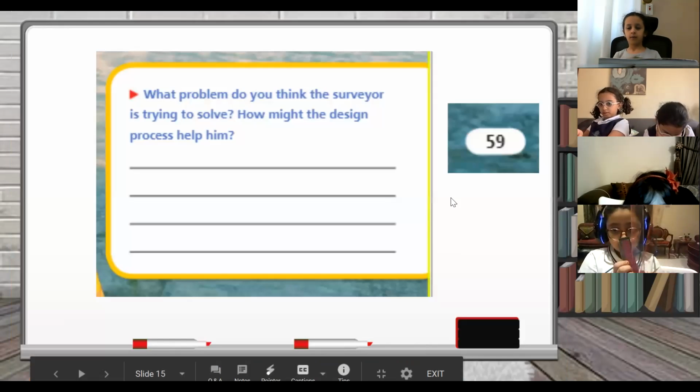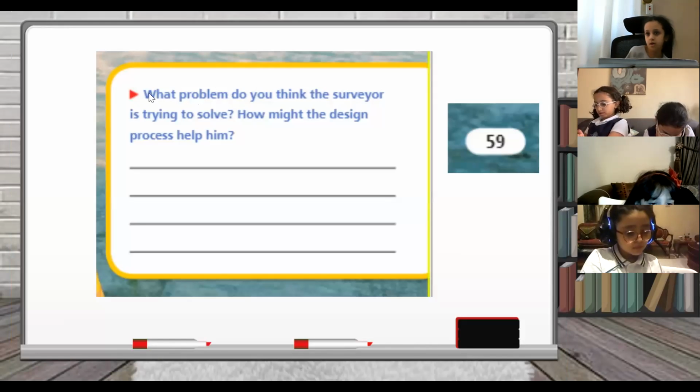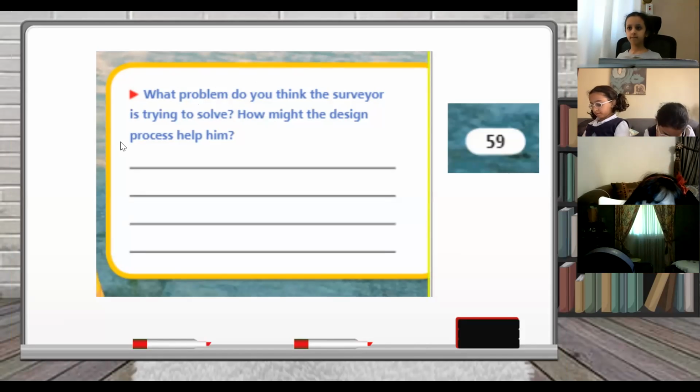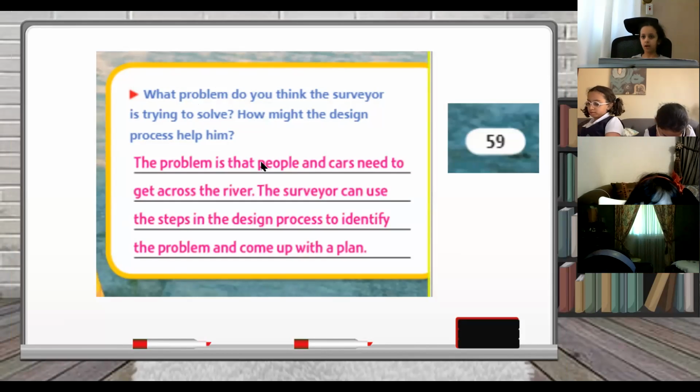Yes. Okay, now in page 59, tell me what problem do you think the surveyor is trying to solve, and how might the design process help him? Okay, but I want to take my pen.